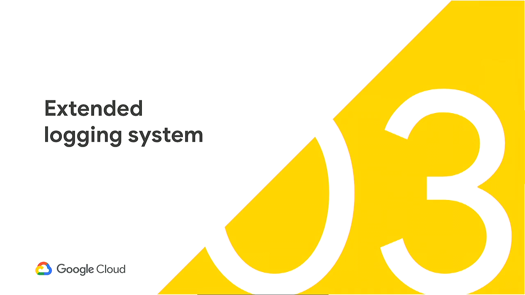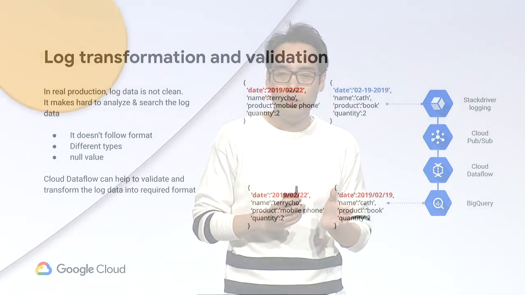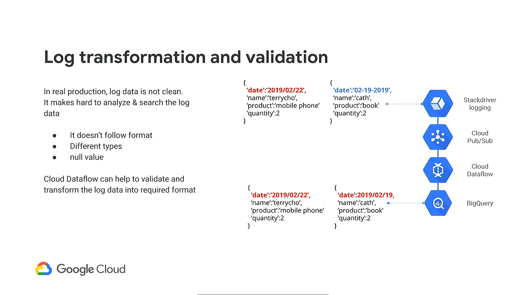Okay. Until now, we quickly looked through the logging system with Stackdriver, but the logging system can be extended for various purposes, like big data analytics. It is a way we can extend the logging system. In the real world, when we try to use log data for big data analytics, actual data is really dirty. I mean that it doesn't follow the format, it doesn't follow the type sometimes, and sometimes the field is null. So we need data validation and transformation.